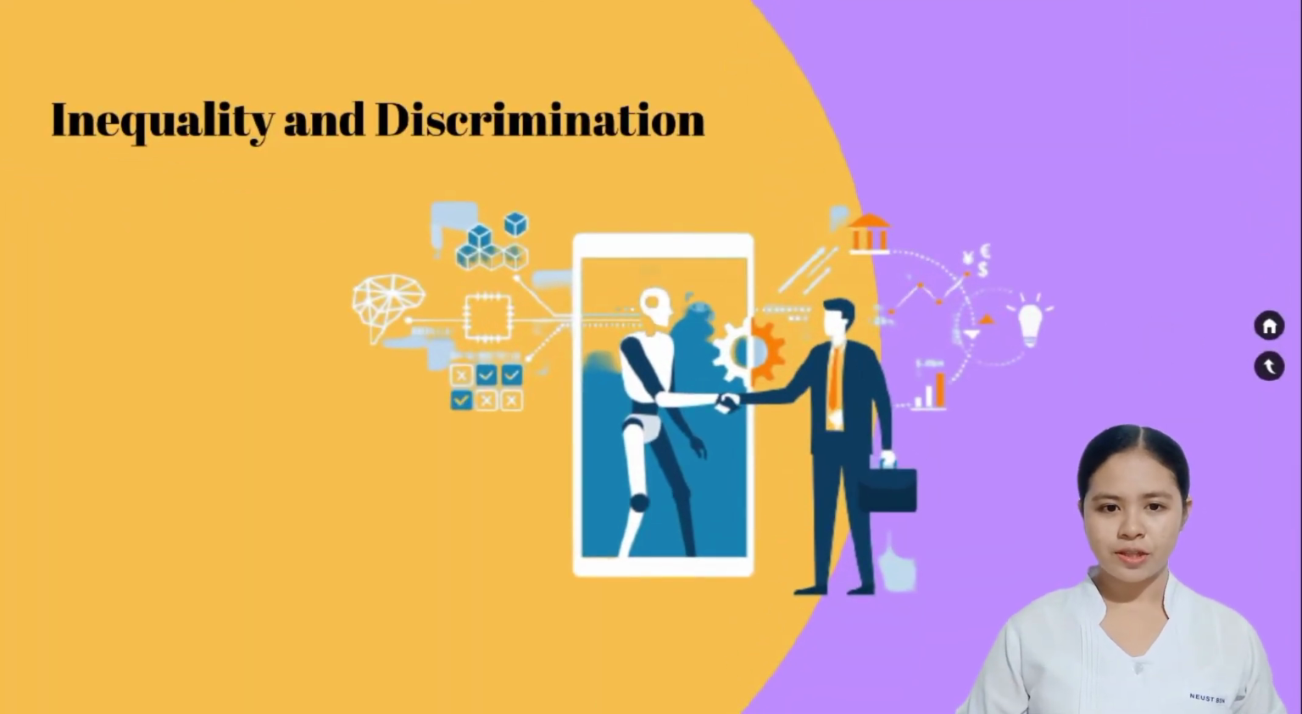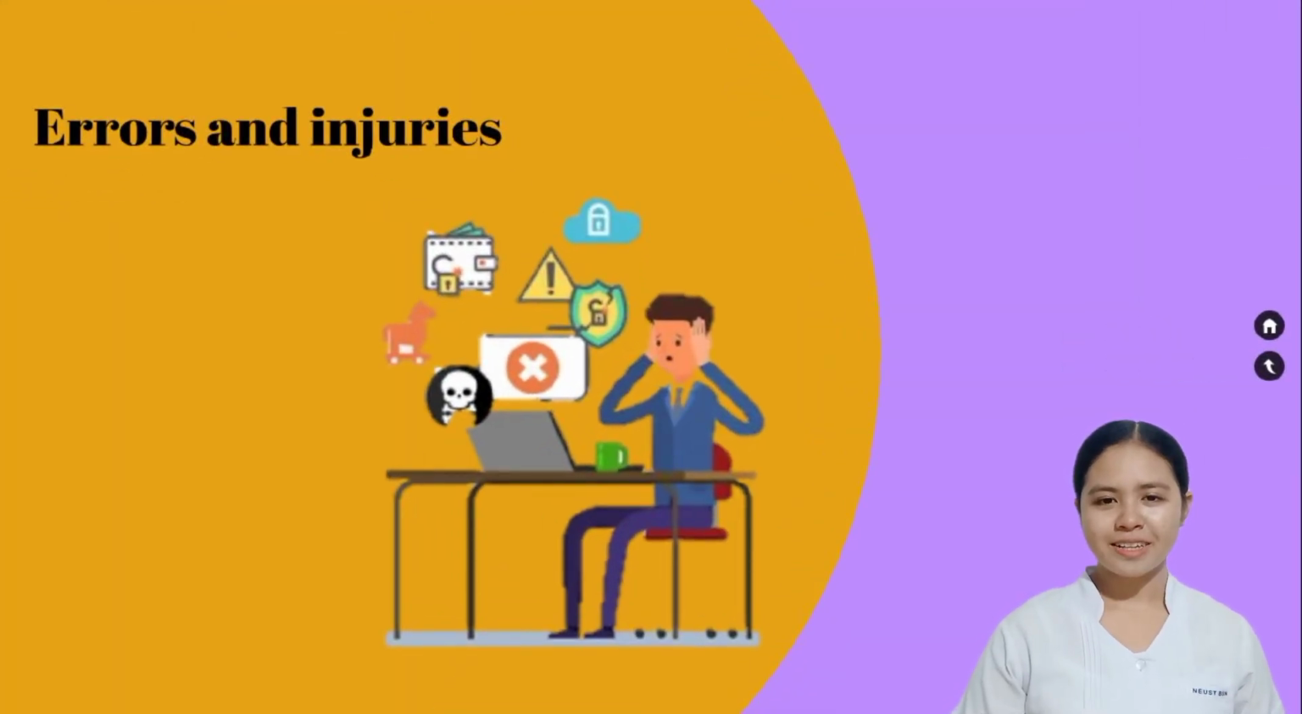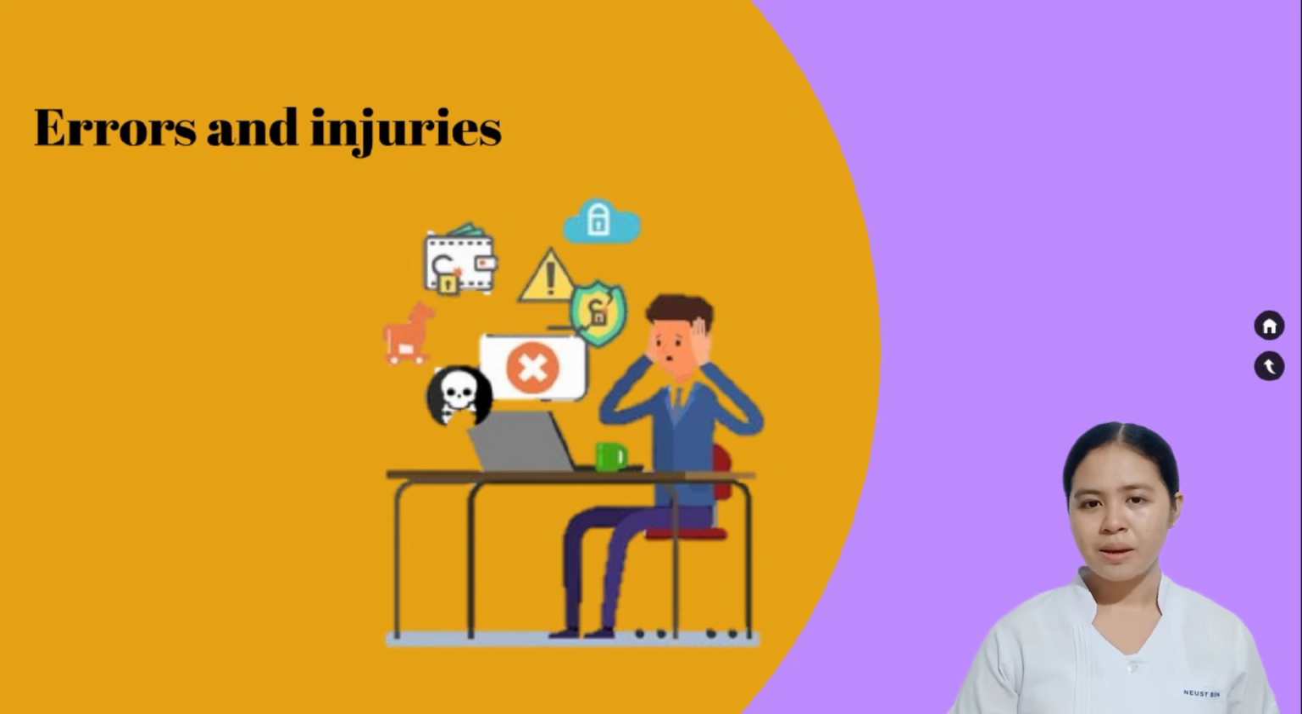Inequality and discrimination. It is almost impossible to replace humans with artificial intelligence. Errors and injuries. Artificial intelligence is prone to errors, which might result in patient harm or other serious issues. For example, a patient may take a medicine that the AI system incorrectly advised, resulting in further injuries. Similarly, an AI-assisted radiological scan may miss a malignancy. Also, injuries and recurrence might result from the incorrect allocation of hospital beds based on AI forecasts.